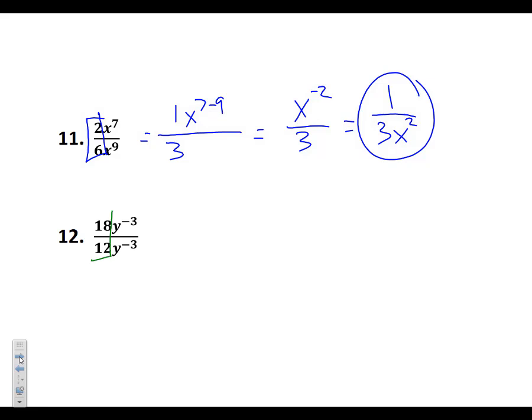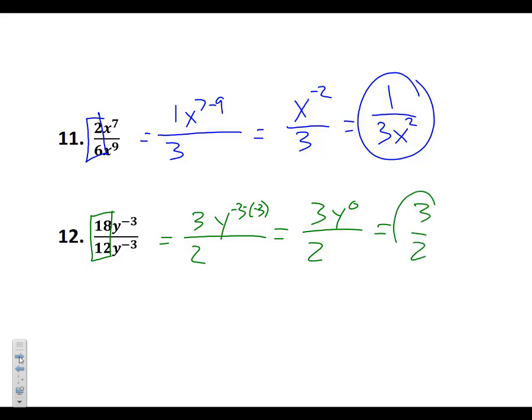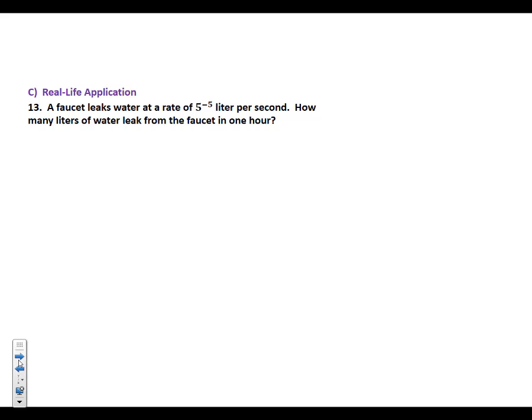Number 12. I start off with 18y to the negative 3 divided by 12y to the negative 3. So I'm going to simplify that 18 over 12 and get 3 over 2. Well, I have y to the negative 3 minus a negative 3. That gives me 3 over 2, y to the 0, 3y to the 0 over 2. Well, that y to the 0 is 1, so I end up with 3 over 2. All done.